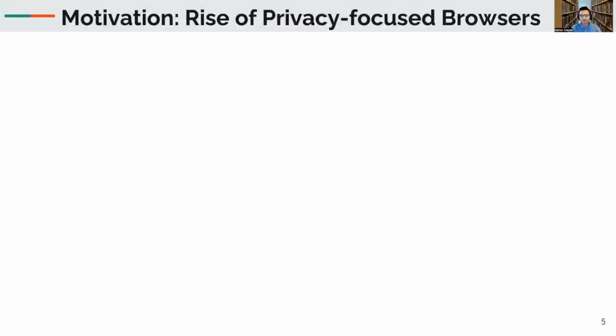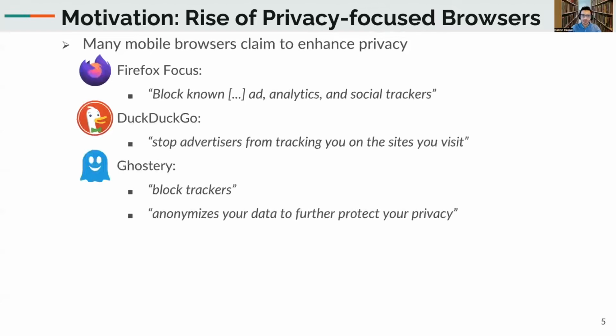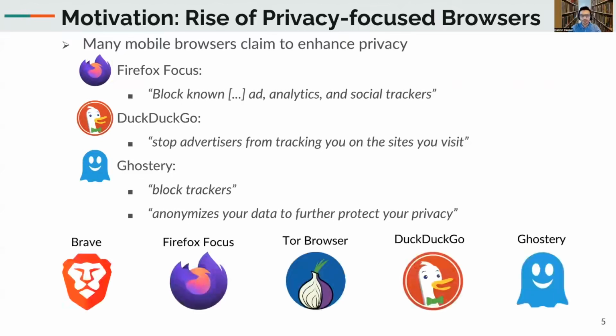Our final piece of motivation for this work was the rise of privacy-focused browsers. What we found on the Android marketplace is that there were many mobile browsers that were claiming to be able to enhance users' privacy in one way or another. For example, Firefox Focus claims to block known ad, analytics, and social trackers. DuckDuckGo claims to be able to stop advertisers from tracking you on the sites you visit. Ghostery claims to be able to block trackers and anonymize your data to further protect your privacy. In total, we gathered 5 browsers making such claims that had more than 1 million downloads each. That's Brave, Firefox Focus, the Tor browser, DuckDuckGo, and Ghostery.